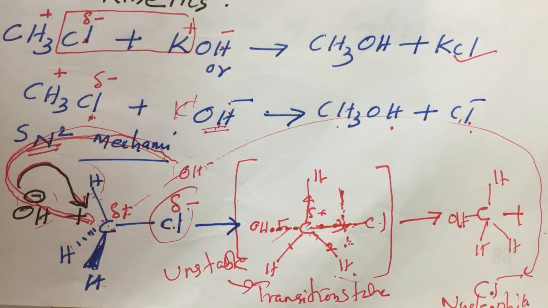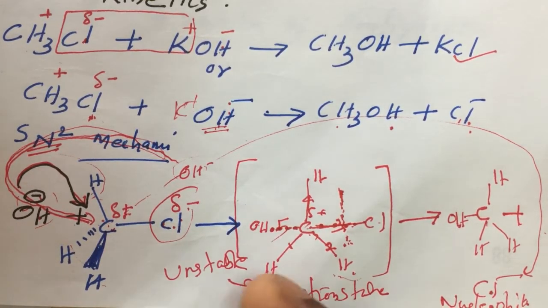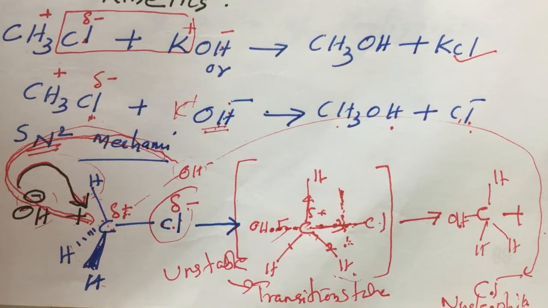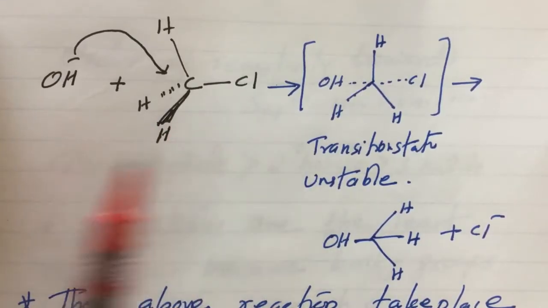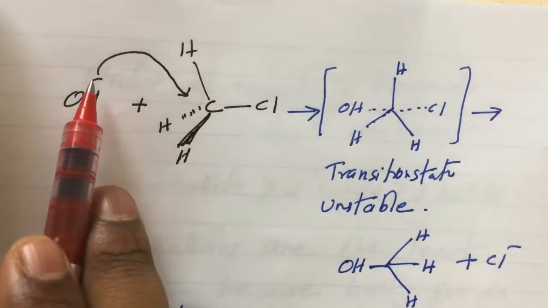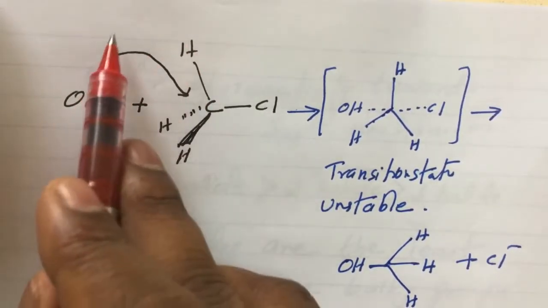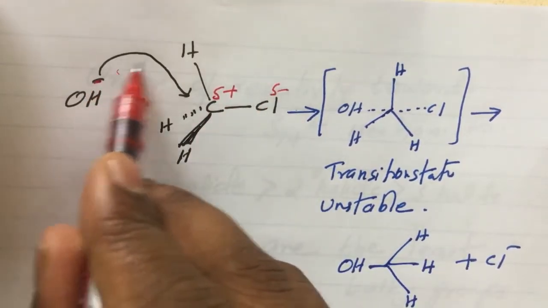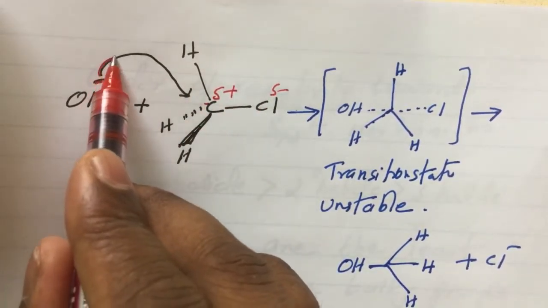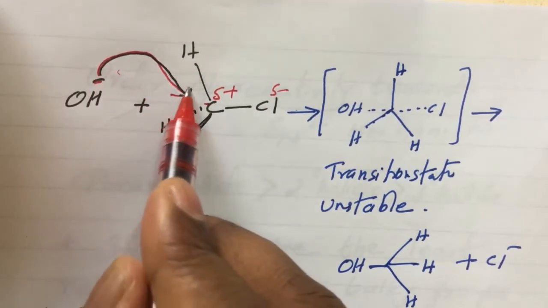Why is it called the SN2 mechanism? I will give you the explanation. Listen. Here the substitution reaction takes place in a single step. OH minus, the nucleophile, attacks the carbon, because carbon is positive and Cl is negative. So negative will attract positive. So OH minus attacks from the back side.